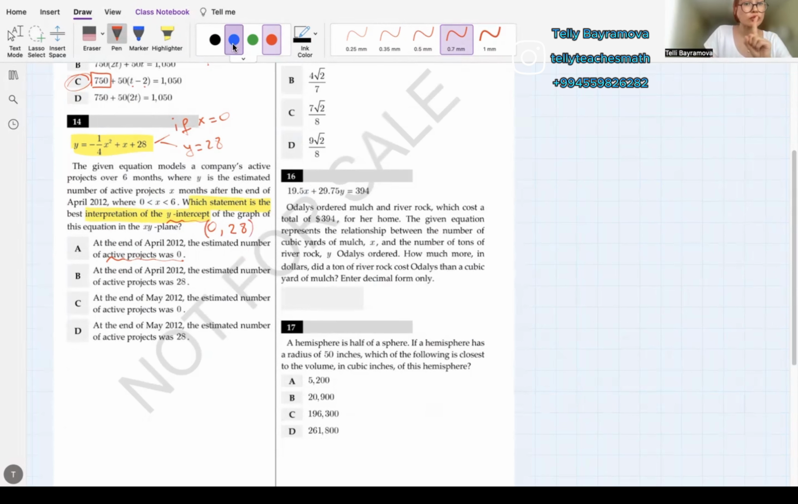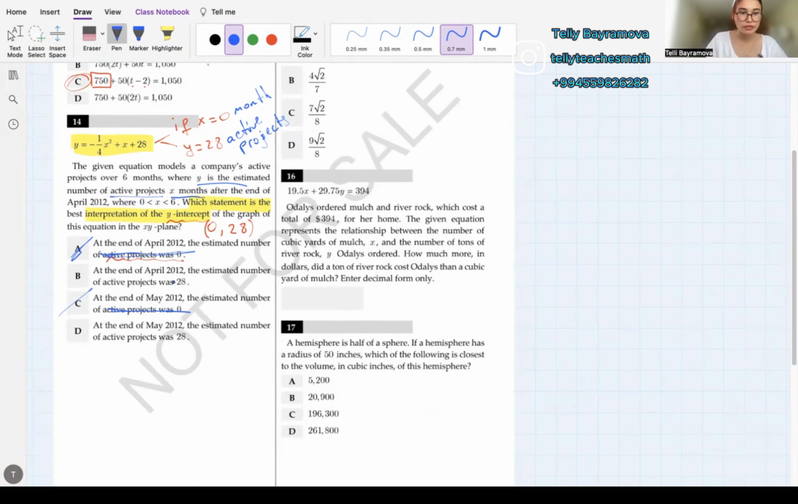Let's look, what is x, what is y? X is months. It means that if the month is 0, what is y? Y is the estimated active projects. So active projects is not 0. Active projects will be 28. Active projects is not 0, so the answer is neither A nor C.